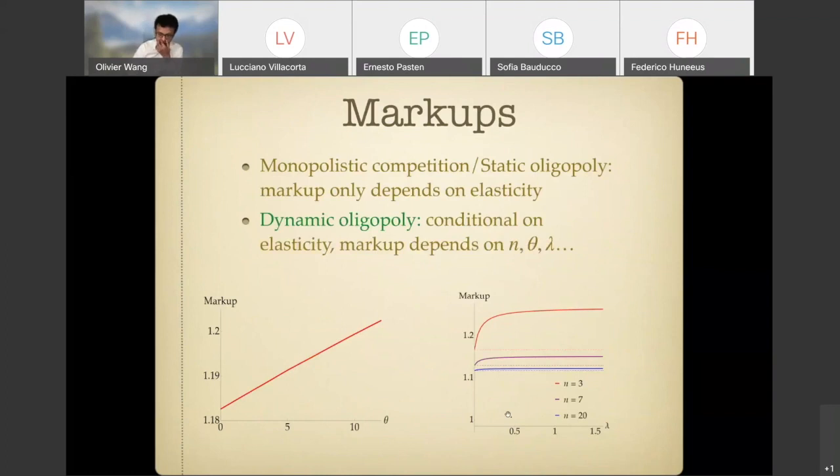Now, I mentioned that briefly, that under monopolistic competition or static models of oligopoly, so basically all the models that are out there, except this very specific dynamic oligopoly models, the markup is very simple. It only depends on the elasticity. It's the Lerner formula, elasticity over elasticity minus 1.